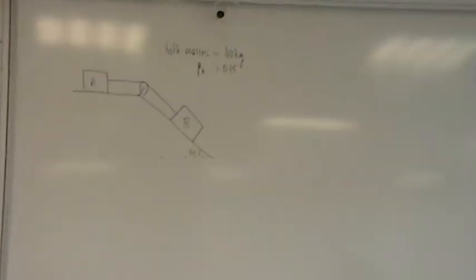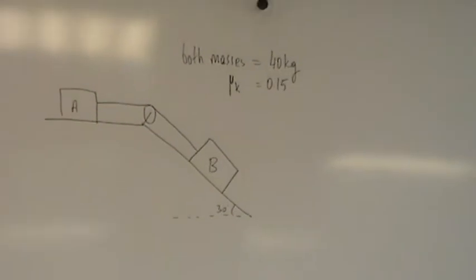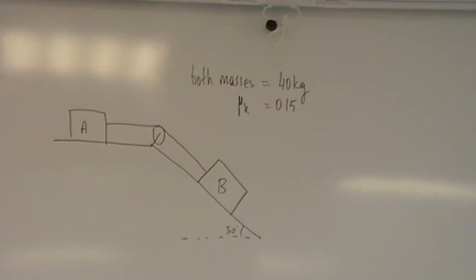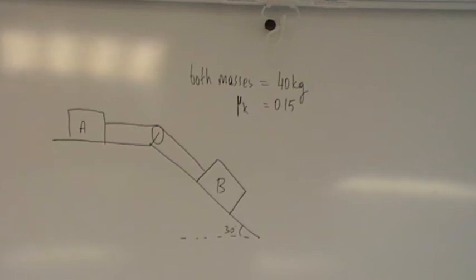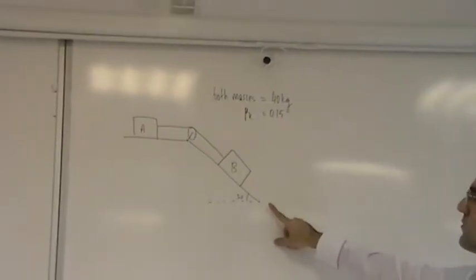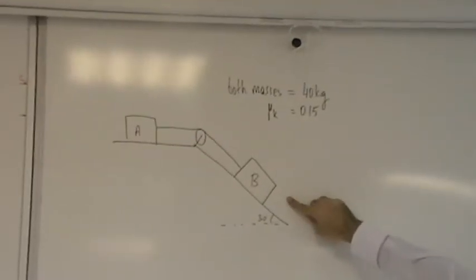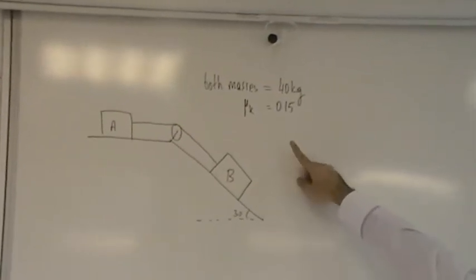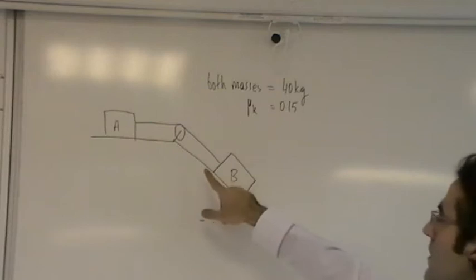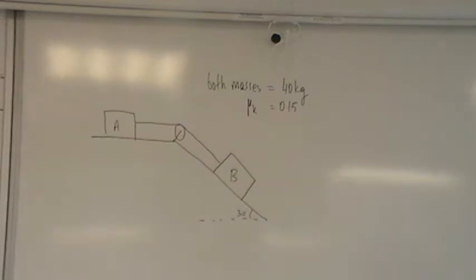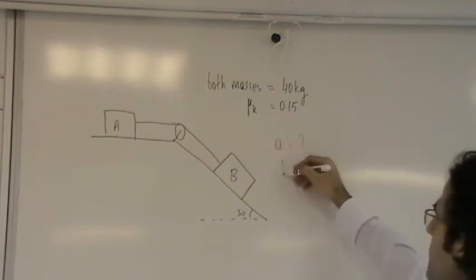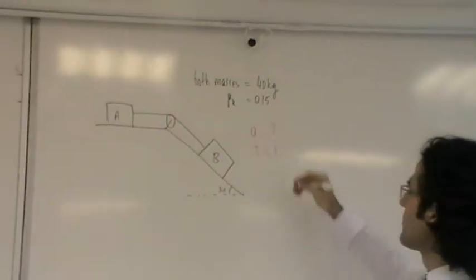There are two objects connected to each other. Object A is lying on a surface which is level, that is horizontal, and object B is lying on a surface which is inclined at 30 degrees to the horizontal. Both of the objects experience a force of friction, and the coefficient of kinetic friction is 0.15. Both of these masses are 40 kilograms, and the question is asking us to find the acceleration of the system as well as the tension in the string.